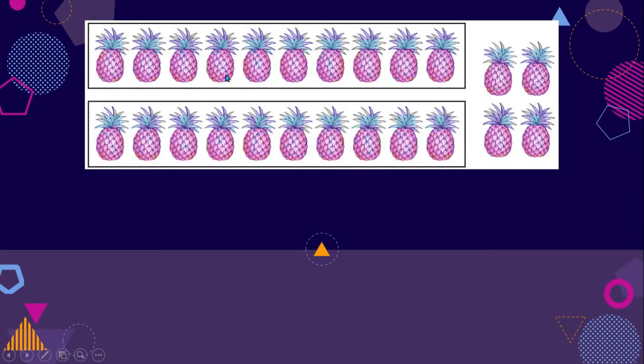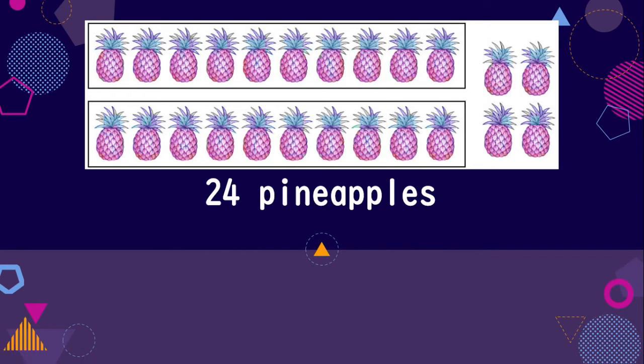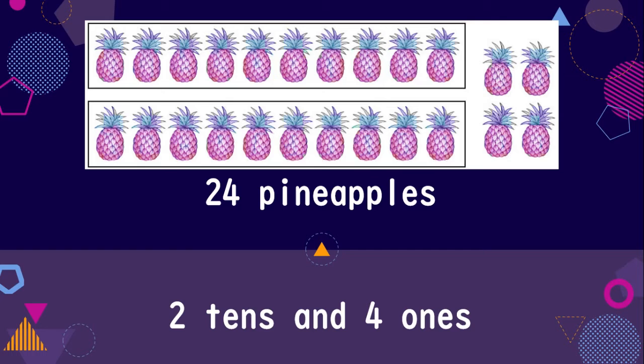1, 2, 3, 4, 5, 6, 7, 8, 9, 10, 11, 12, 13, 14, 15, 16, 17, 18, 19, 20, 21, 22, 23, 24. Therefore, there are 24 pineapples in all. Now, in number 24, as you can see, there are two sets of 10 pineapples here, which means that number 24 has 2 tens and 4 ones.